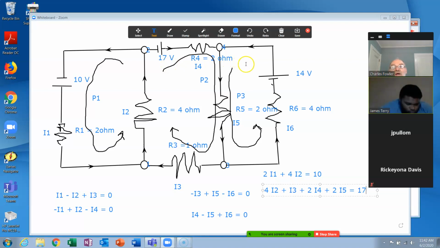Let's go to the third pathway or loop. There's only 2 resistors here, so it's 2I5 plus 4I6, and that's equal to 14 volts.